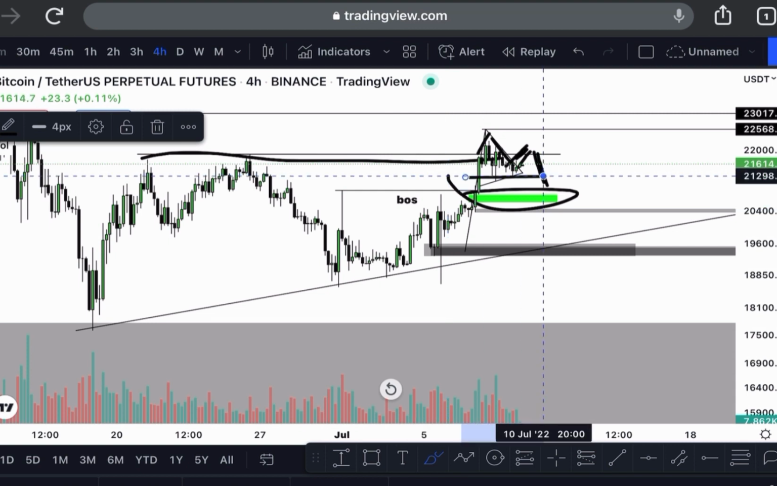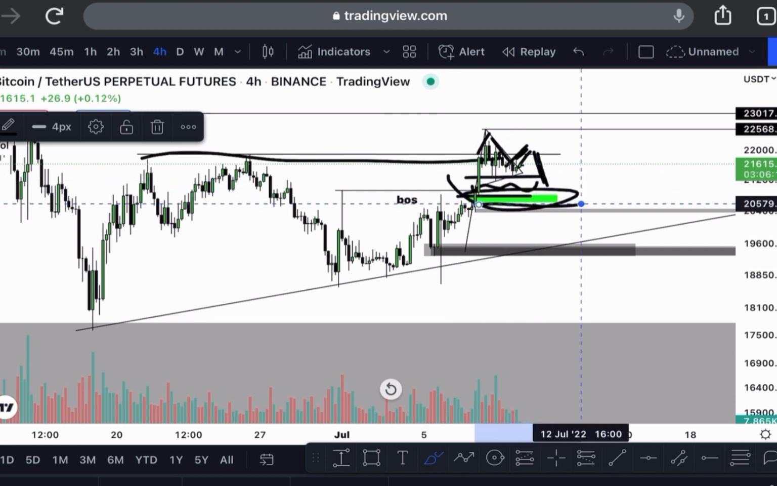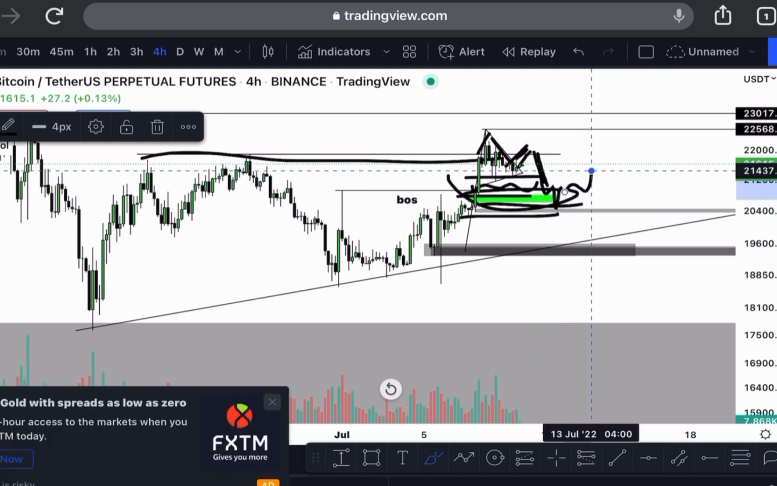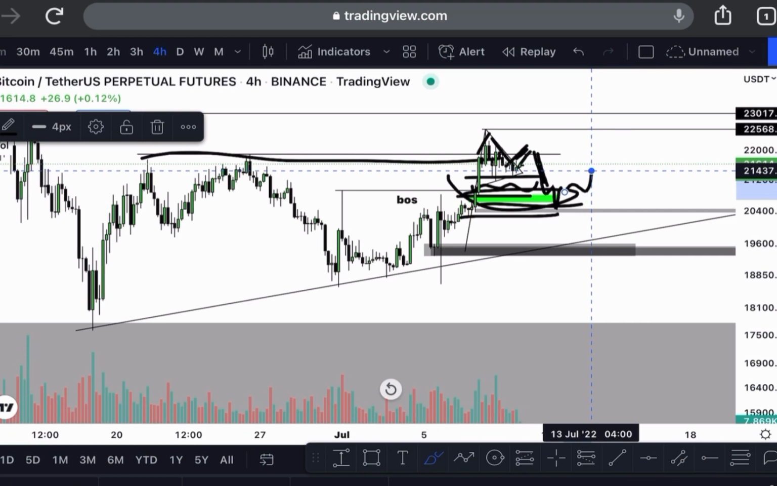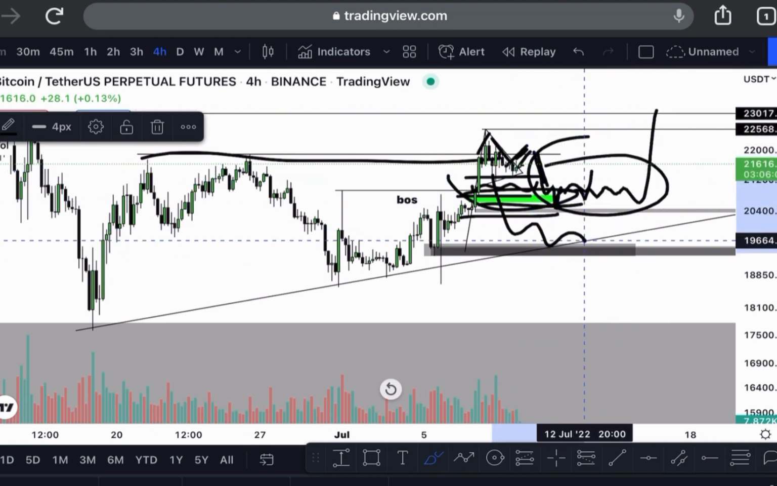Why will price drop here? Because liquidity lies in the form of imbalance right here, and obviously below this is the unmitigated order block. We might see a possible move down of price. It may be till 20,500, and then we will find a possible opportunity of a bounce in the market either from this zone or from this zone.